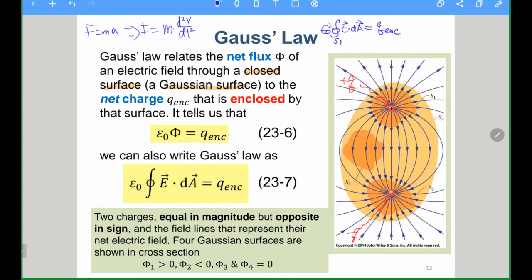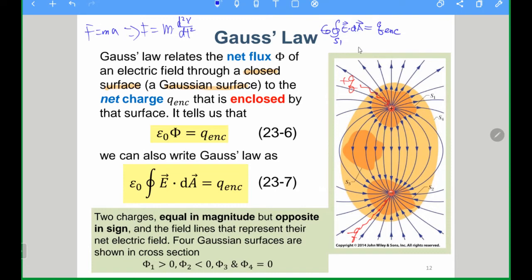Okay, so for this case, of course, to calculate the E dot dA will be troublesome. You need to separate the Gaussian surface into many small areas, and then calculate E dot dA one by one, and then add them together with the integration. But here you can at least know, of course, epsilon is a constant, a positive constant.